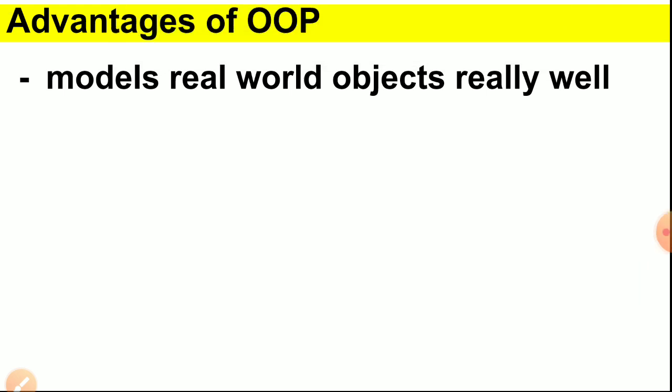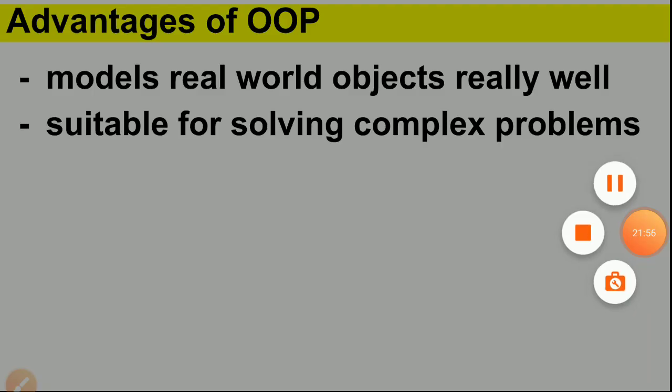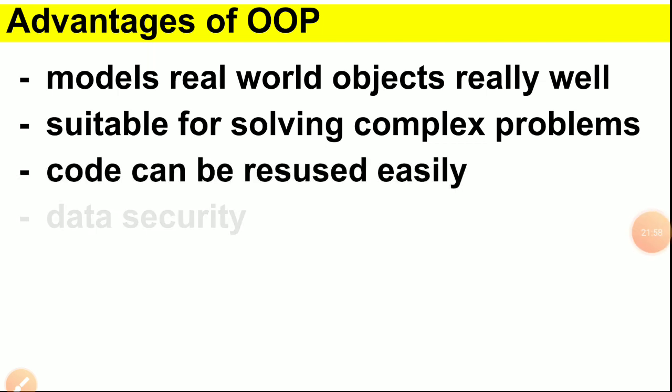Let's see a few advantages of OOP. The first point, that it can model the real world objects really well. You must have understood this point by now. And it's suitable for solving complex problems, again, because we are dealing with real world objects. We are thinking in terms of real world objects. We are trying to solve the problem in our coding in terms of real world objects. That is why it is suitable for solving complex problems.